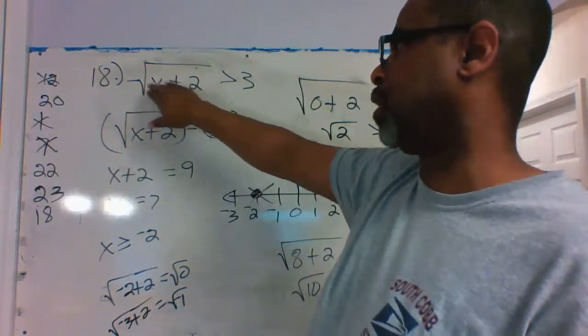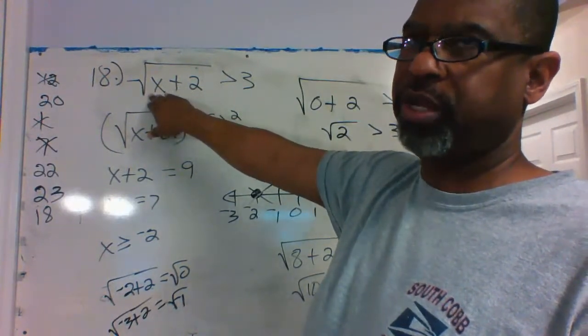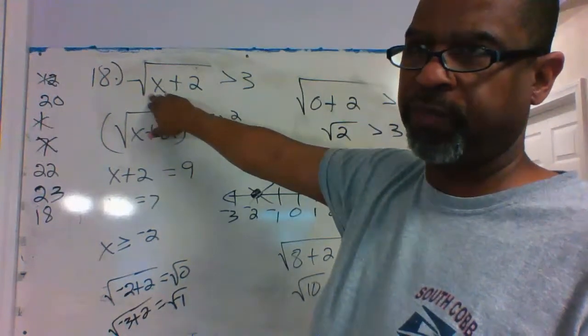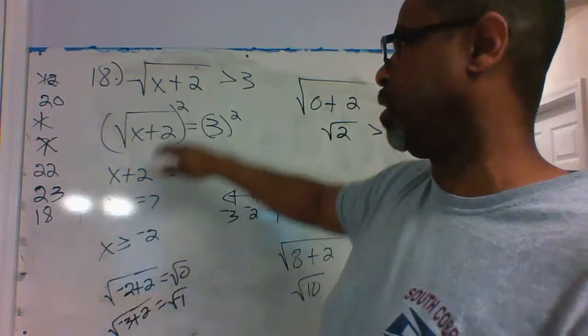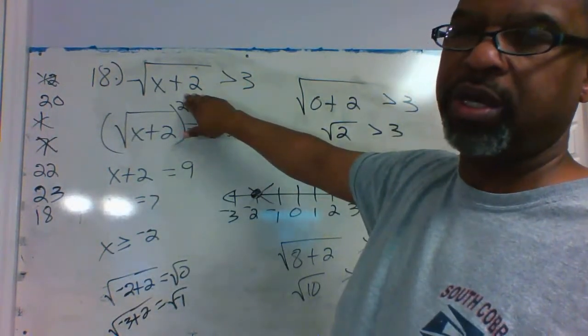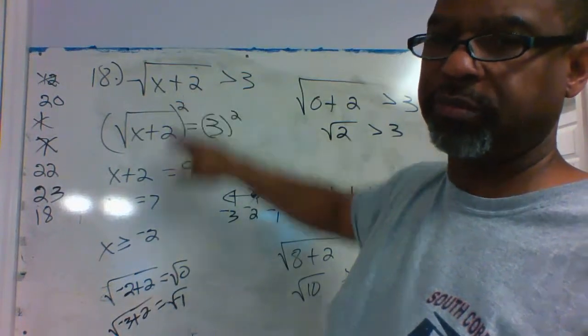So if I put -3 in here, that's going to be -1, wouldn't it? So that'll be an imaginary number. So the smallest x value that could go up under this radical is -2 and above.